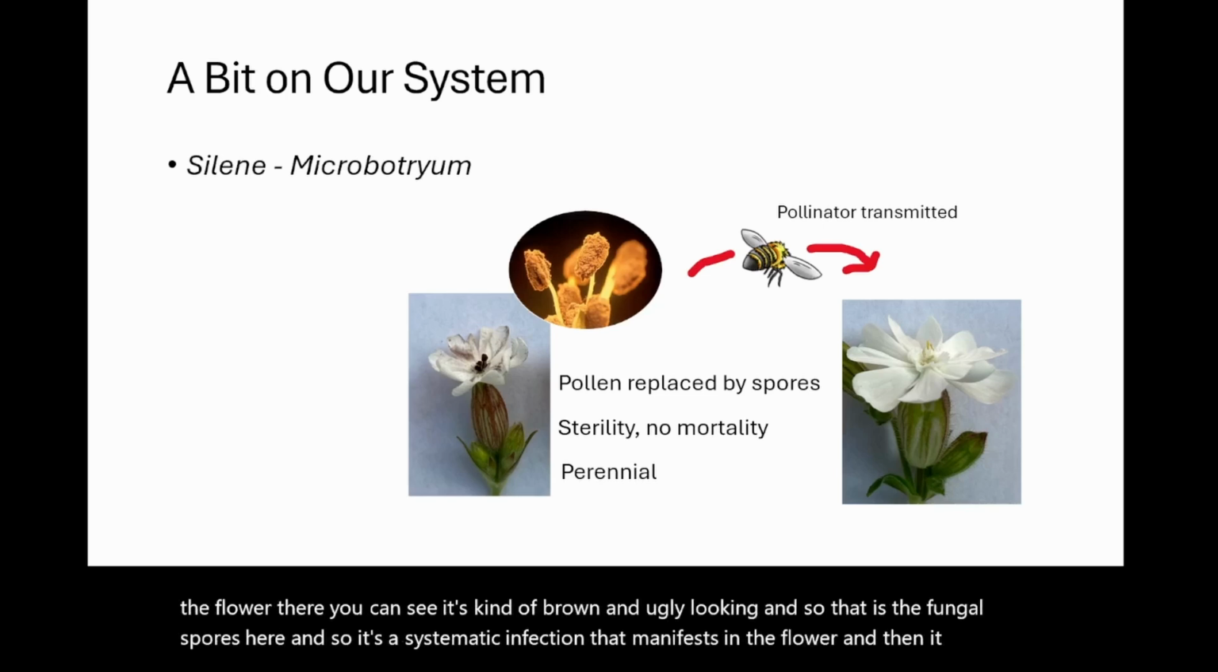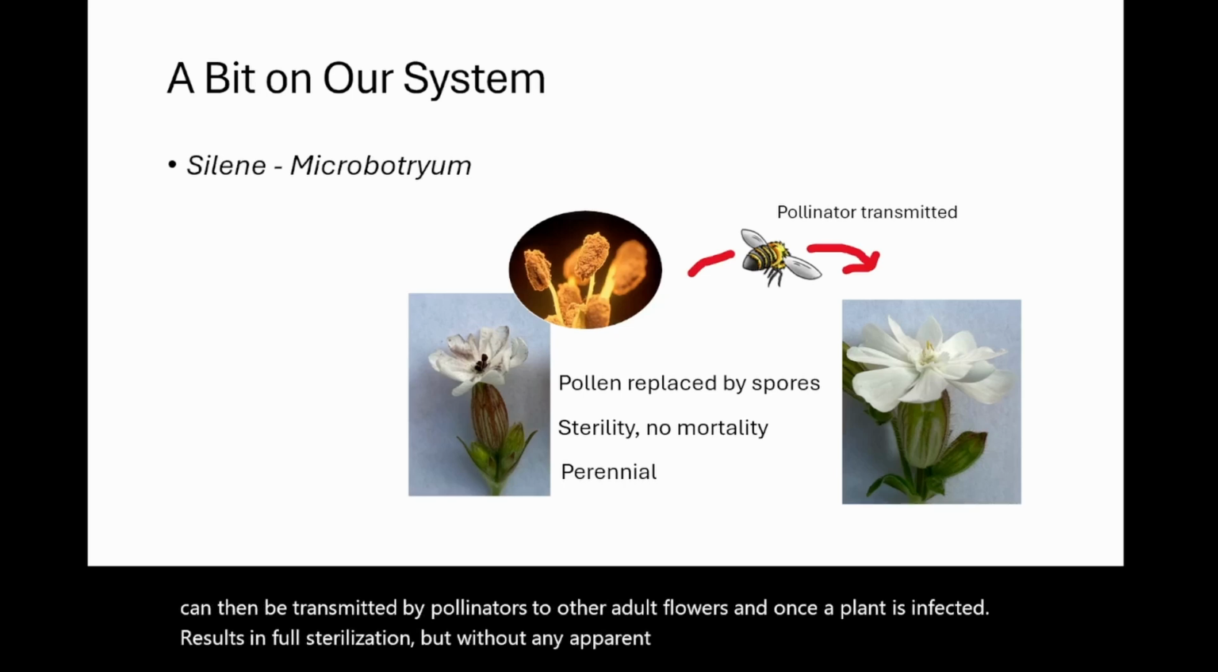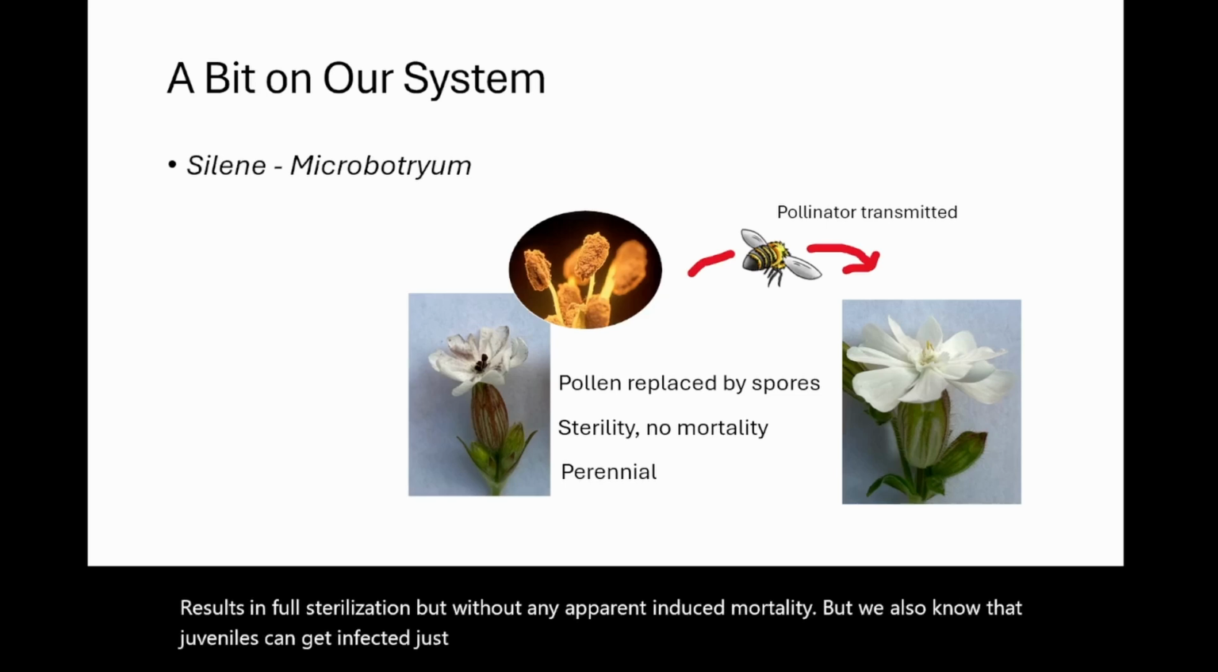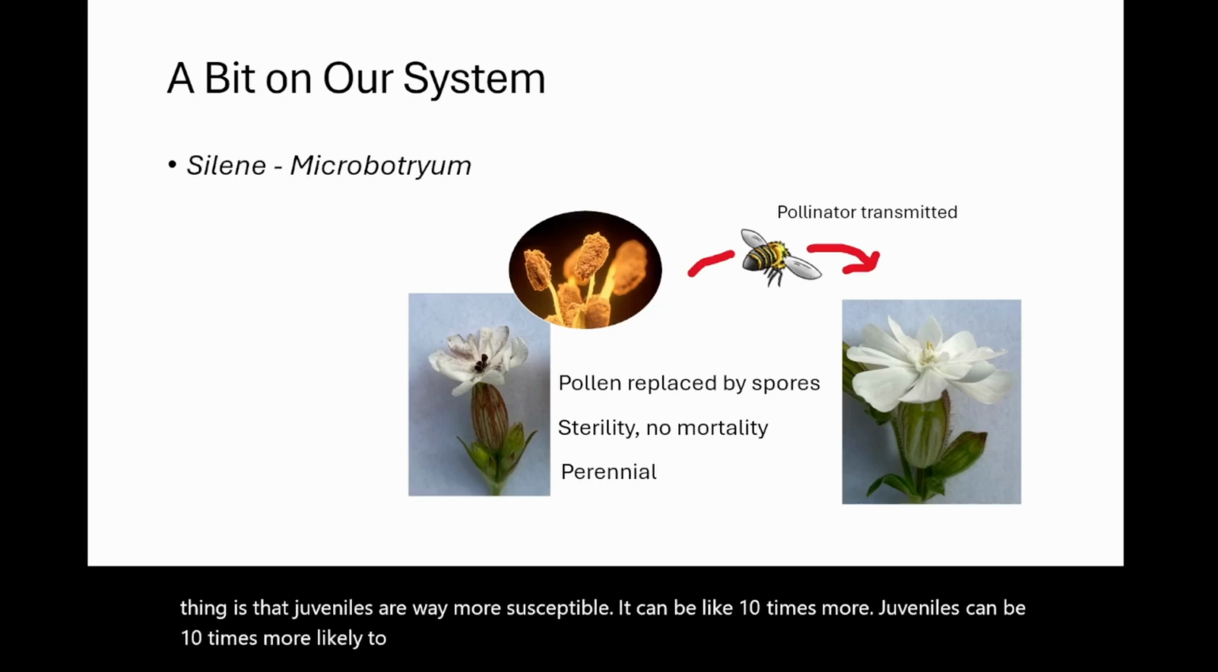It can then be transmitted by pollinators to other adult flowers, and once a plant is infected, it results in full sterilization, but without any apparent induced mortality. But we also know that juveniles can get infected just through wind dispersal of the spores. Another really interesting thing is that juveniles are way more susceptible. Juveniles can be 10 times more likely to get infected given transmission than adults.